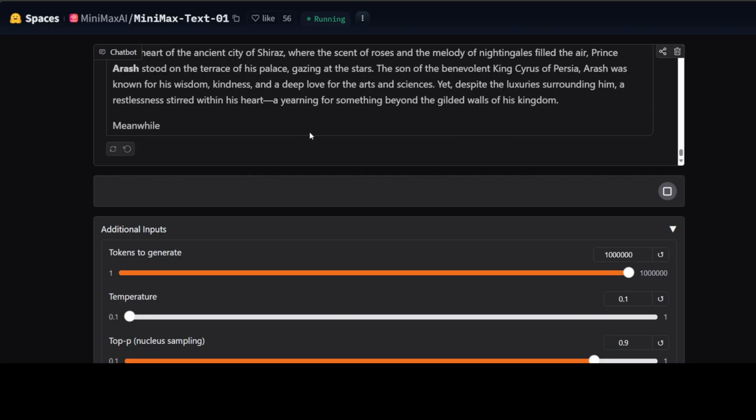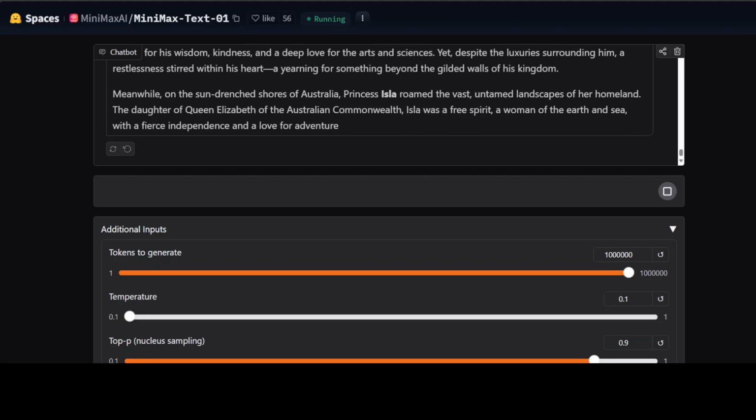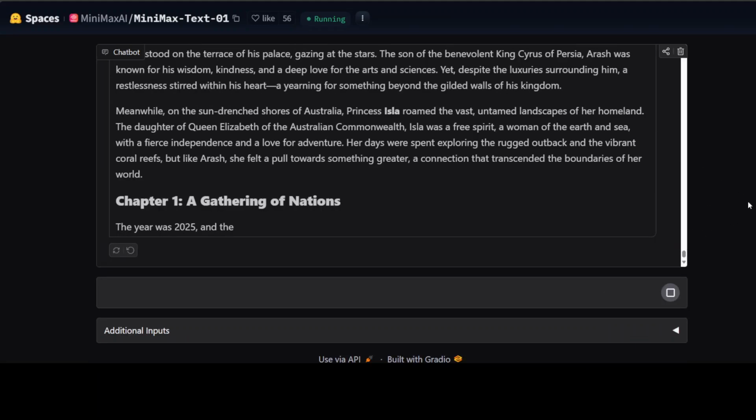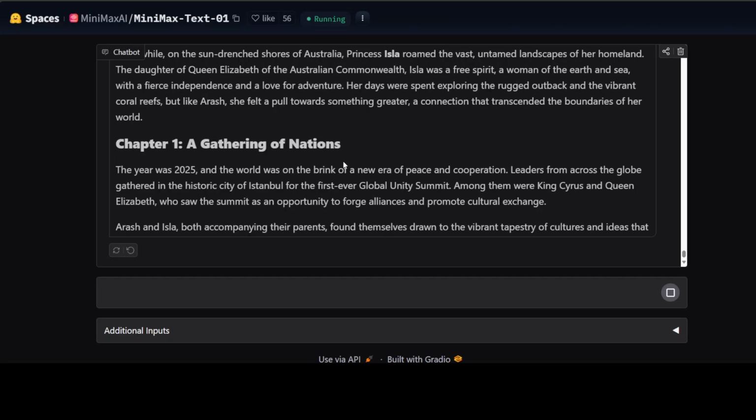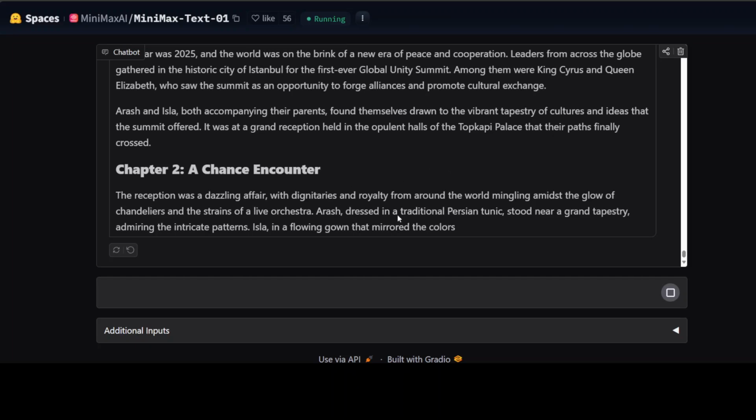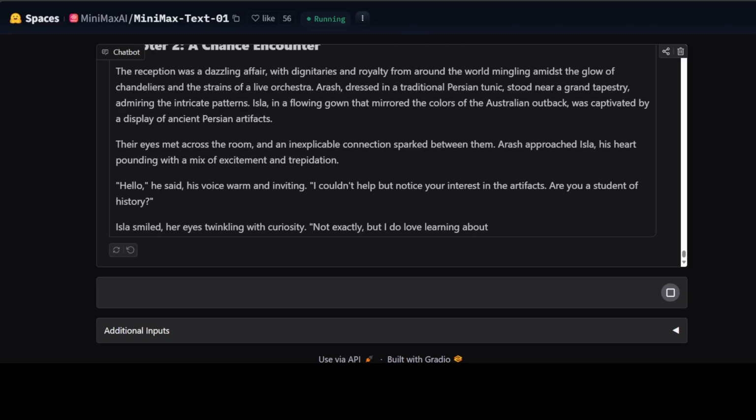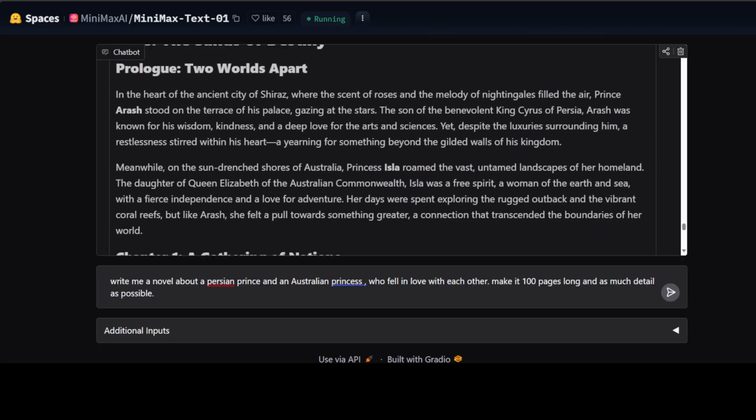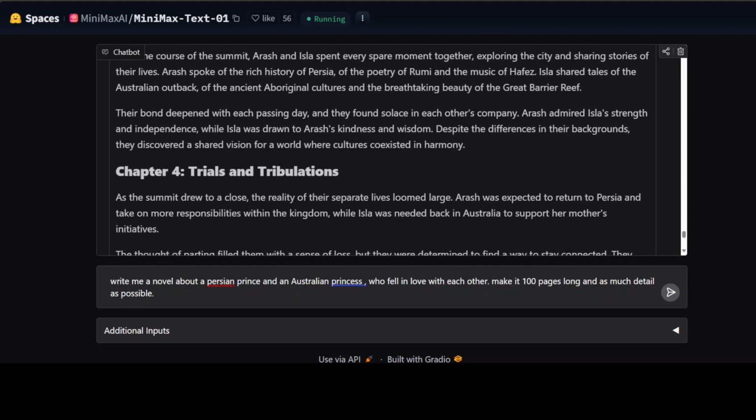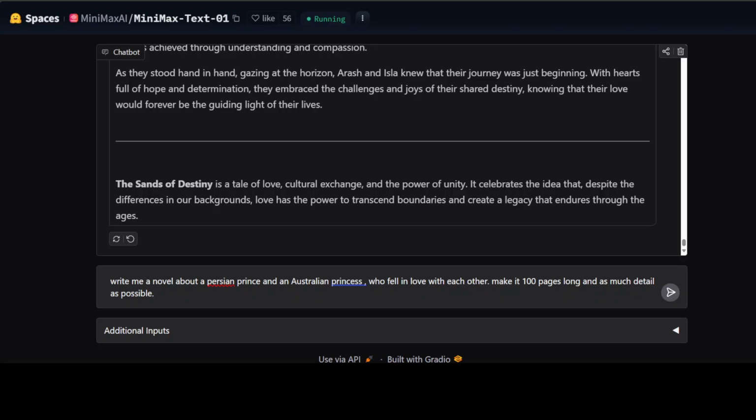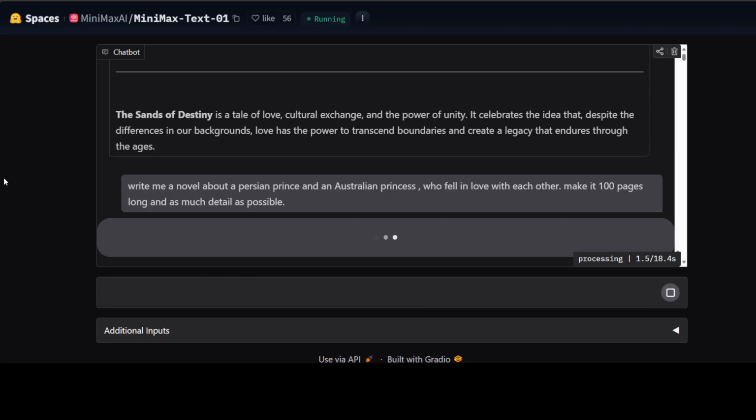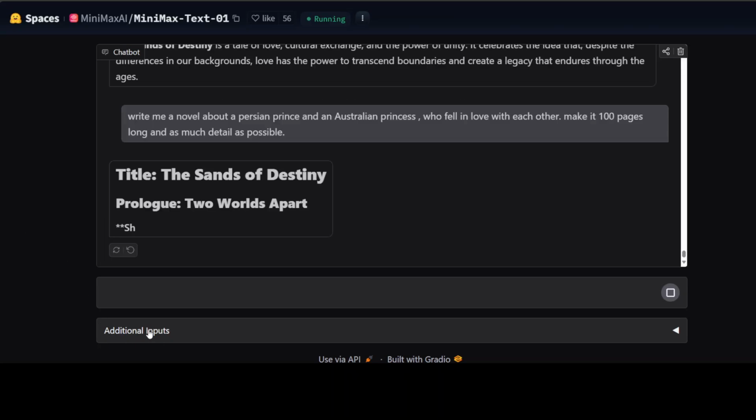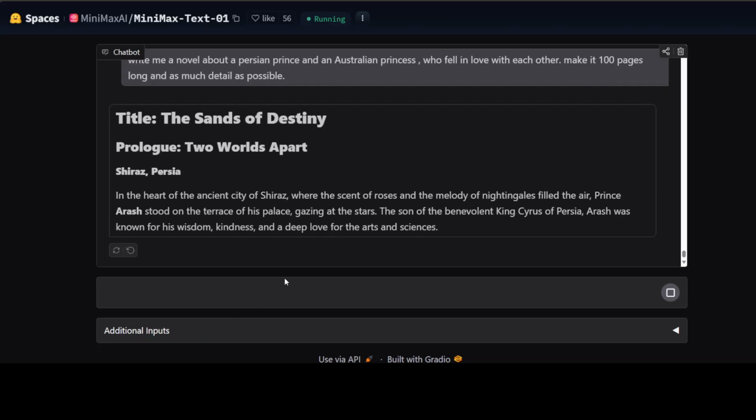How good is that? So prologue, and I'll just go here to scroll up. And you see it is going chapter by chapter. Let's see how big it produces. I will just pause it and then I will scroll through it. So what it has done here, it has produced it, but the chapters are very small, just a few lines. I was hoping it will write a full novel. So I have changed the prompt to make it 100 pages long and as much detail as possible. Let's see if it follows that instruction or not, because you see that I have increased the max tokens to a lot.